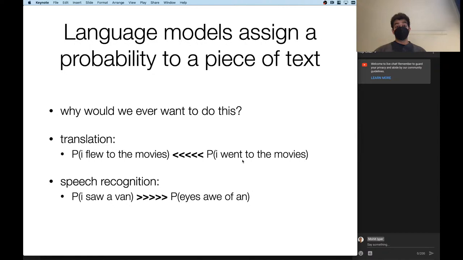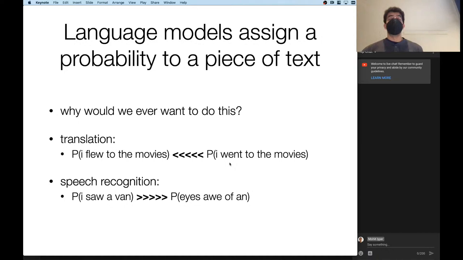So machine translation systems generally tend to produce multiple possible outputs, and you might want to rank those outputs based on some type of score. A language model, if it assigns a higher probability to more plausible sentences and a lower probability to implausible sentences, might tell you that "I went to the movies" is far more probable than "I flew to the movies," and therefore, if you were judging based on the plausibility of the sentence, perhaps you should output the second translation instead of the first.